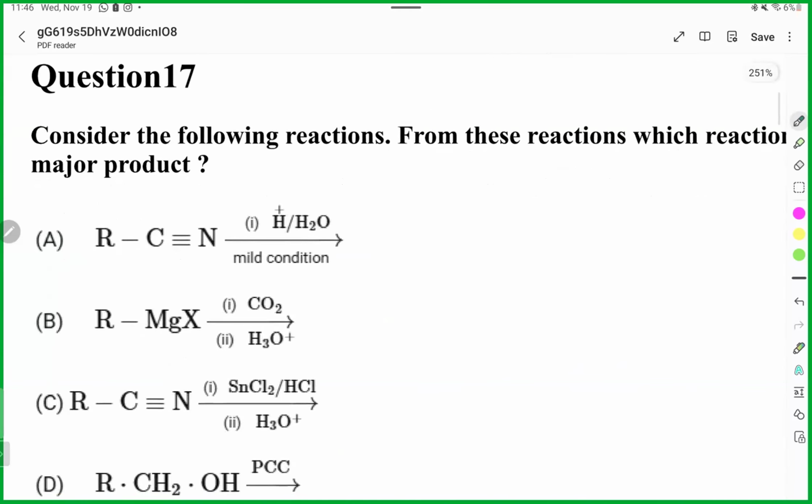So, Chinmay, first reaction. For the first reaction, aldehyde. You get aldehyde. You are adding water in this. We are not using SnCl2 in this or our MgX. Oh, it's ketone, sir. Sorry. Yeah, right.